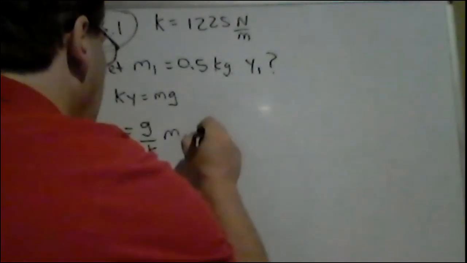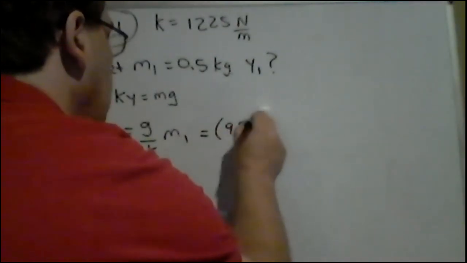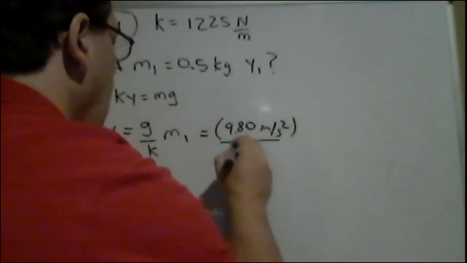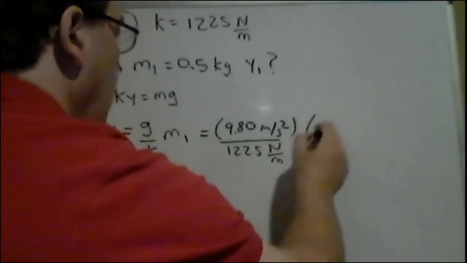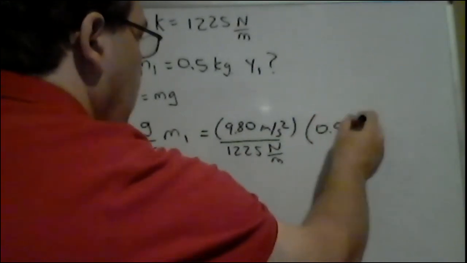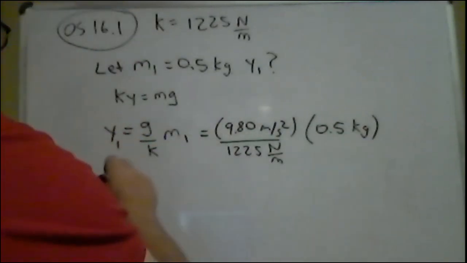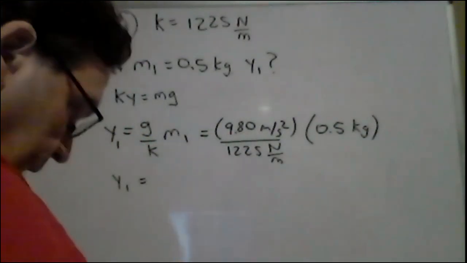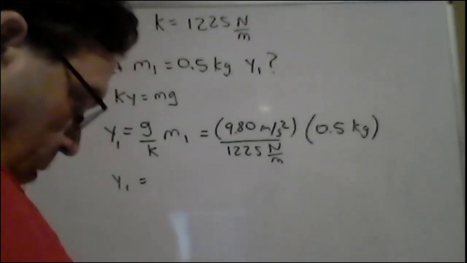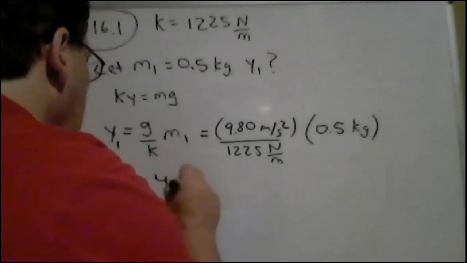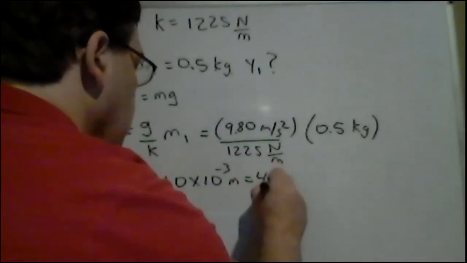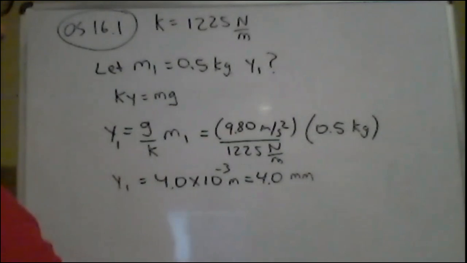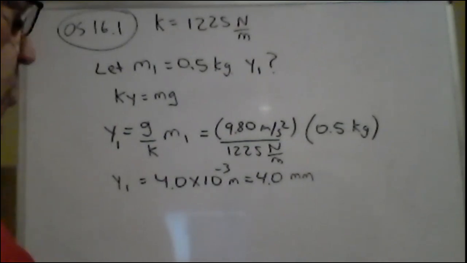Okay, well, that would be 9.80 meters per second squared divided by 1,225 newtons per meter, multiplied by M1, which in this case is a half a kilogram. If I do that, I find that y1 is going to be 4.0 times 10 to the negative 3 meters, or 4.0 millimeters. So on my scale, y1 would be 4.0 millimeters.